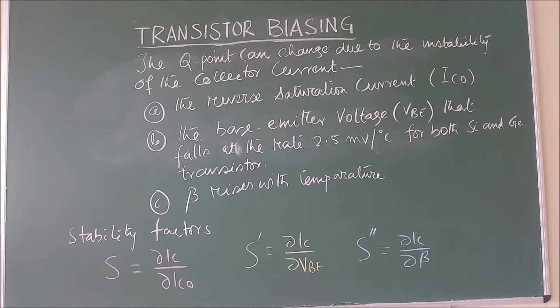Now the stability factors are denoted as S, S dash and S double dash. S is defined as del IC by del ICO, that means the rate of change of collector current with respect to the reverse saturation current. S dash is the rate of change of collector current with respect to base emitter voltage, and S double dash is the rate of change of collector current with respect to beta.